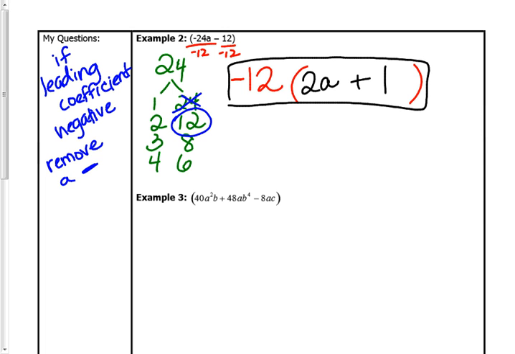And again, if I wanted to check, I can check. Negative 12 times 2a is negative 24a, and negative 12 times positive 1 is negative 12. So you know you did a good job if you can check and get your original expression back.